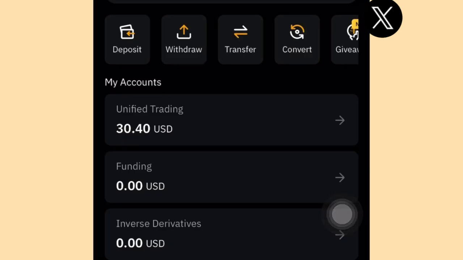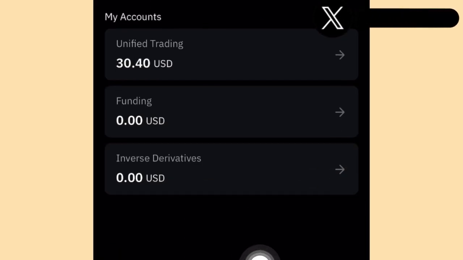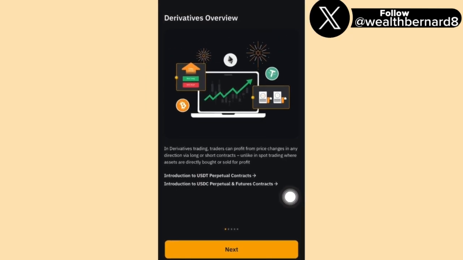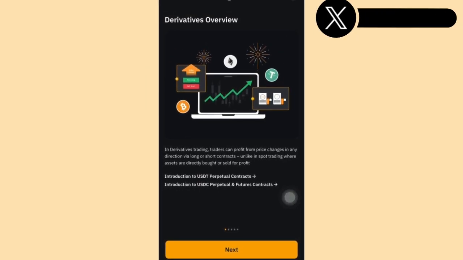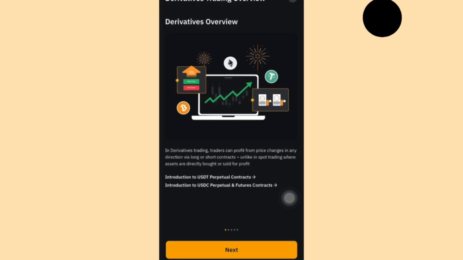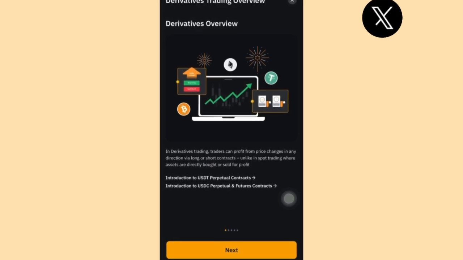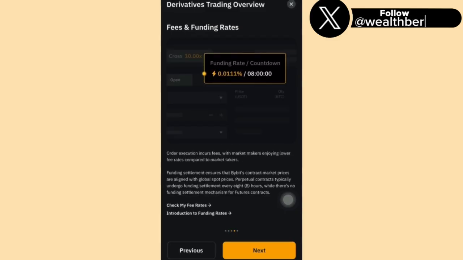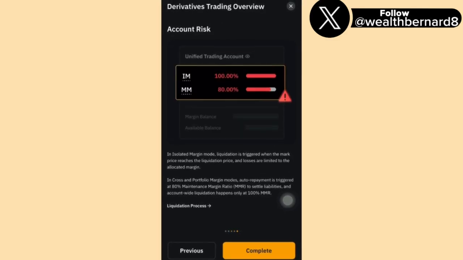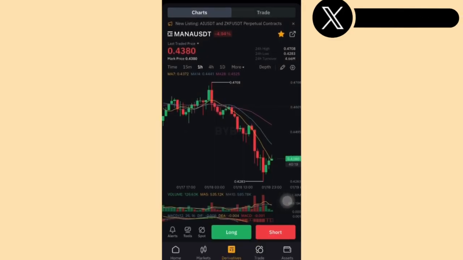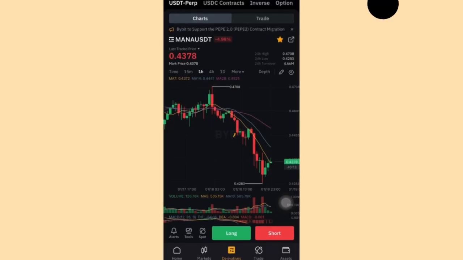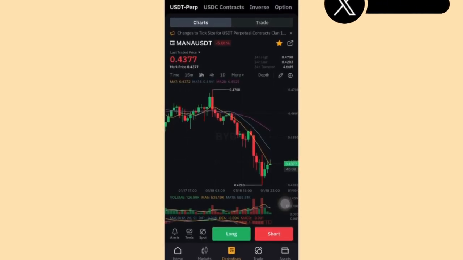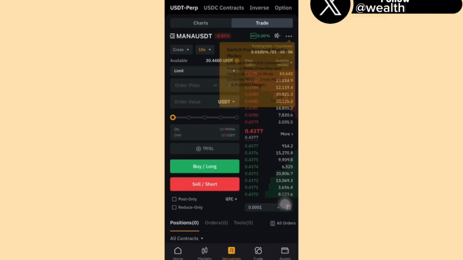So for you to start trading, if you come down below, you're going to see places like derivative. This is showing because this is your first time, and because you've already upgraded to the unified trading account. You're going to click next, then next again, next again, next, complete. And this is how unified trading will look when you come on derivative, and this is where you're going to be doing your basic trade. This is the chart, and this is the trade. I'm going to click OK right here.